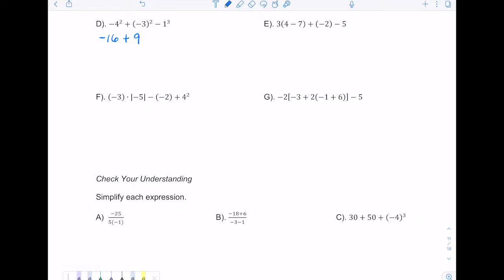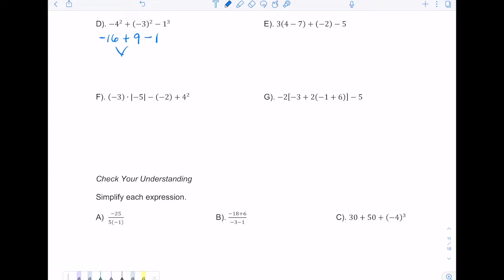And then again, I've got just the 1 being cubed. So I'm just going to bring down the minus, and 1 to the third is just 1. It's 1 times 1 times 1. 1 to any power is 1. Now I've got addition and subtraction next to each other, so I'm just going to go left to right in the order they occur. So I'm going to take care of this part first.